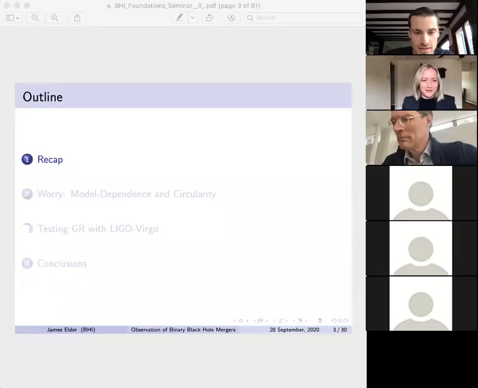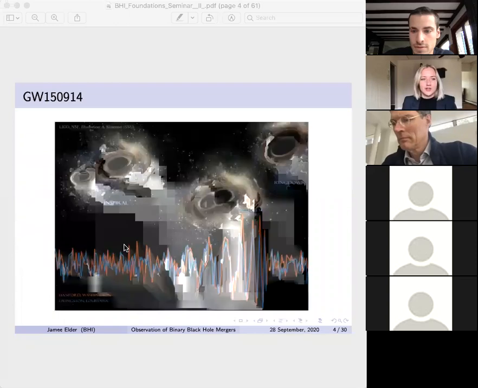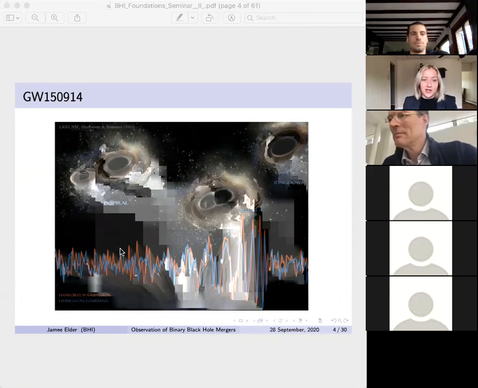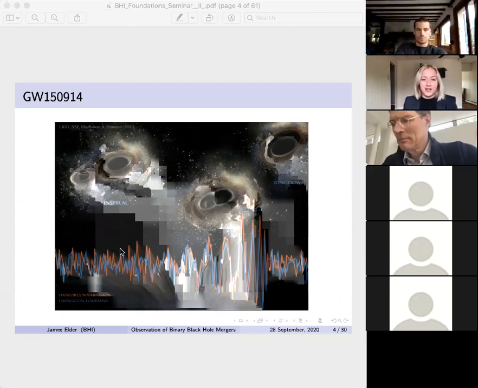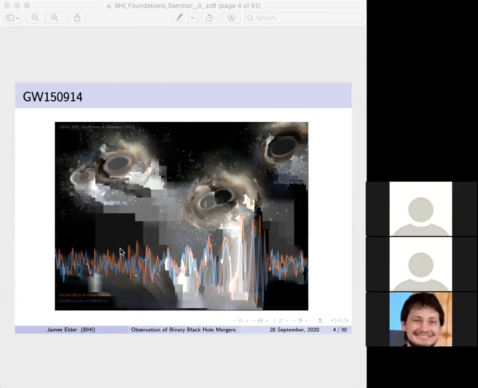To begin with, just a quick recap of how gravitational wave astrophysics works. This is a field that is based on using gravitational waves to observe the universe. Here I've got a picture of the first gravitational wave signal, GW150914, and an artist's rendition of the kind of source system that produced it.